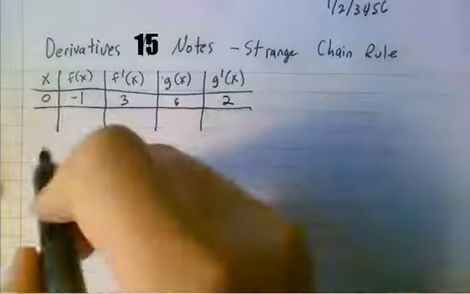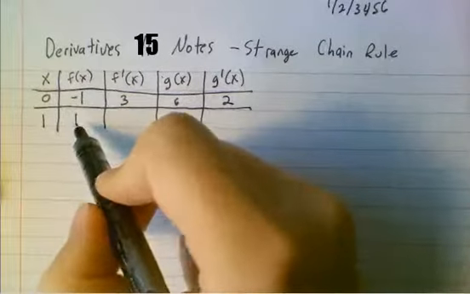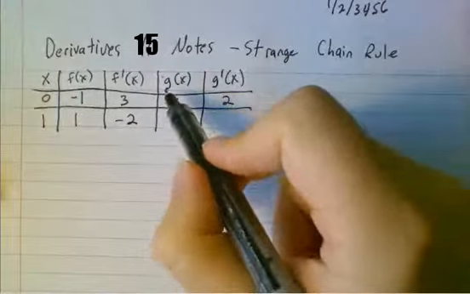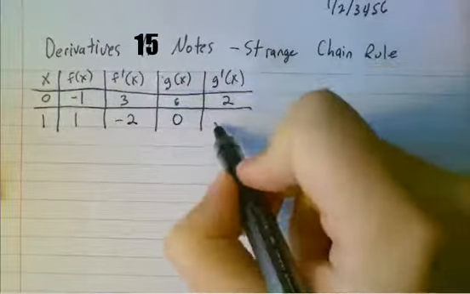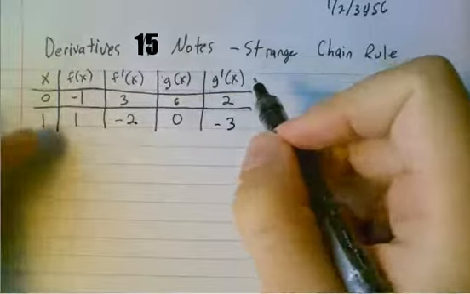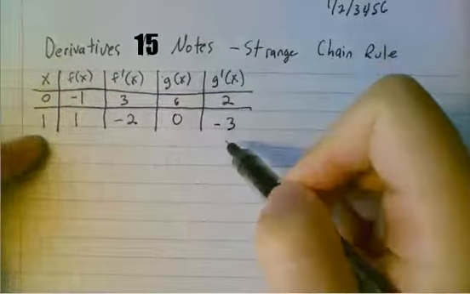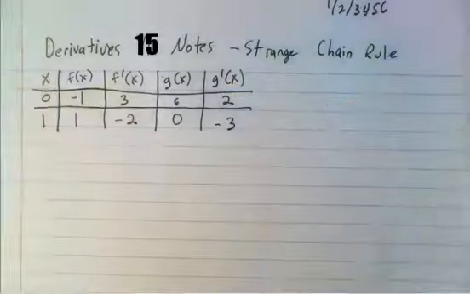We know those. When x is 1, f of 1 is 1, f prime of 1 is -2, g of 1 is 0, and g prime of 1 is -3. So when x equals 1, the derivative of g, the slope of the tangent line, when x equals 1, is equal to -3. We're just told those.